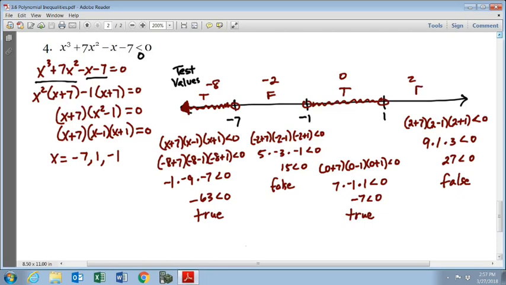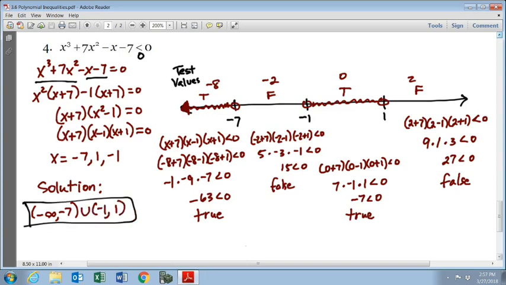So finally, we want to write our solution. It'll be from negative infinity to negative 7. And again, notice we're not including negative 7 in our solution. And we're going to union that with negative 1 to 1. And that's it for this video.